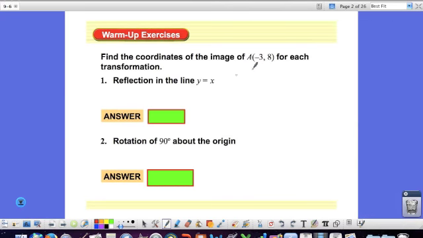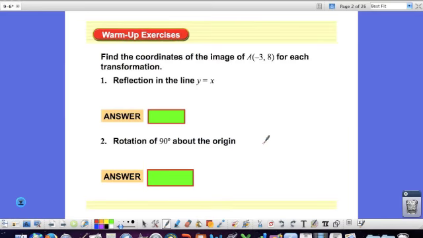Find the coordinates of the image of A, which is an ordered pair, (-3, 8), for each transformation. Y equals X. If you remember, the rule for Y equals X was (a, b) becomes (b, a). So it's (8, -3).